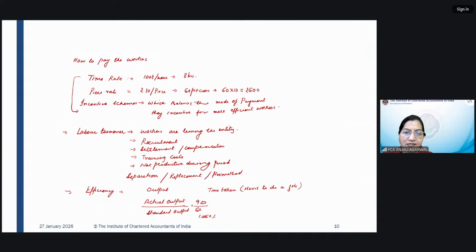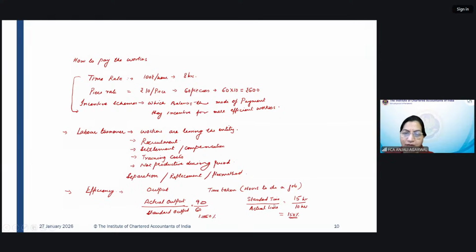However, efficiency is inversely related to time. The less time you take, the more efficient you are. So if standard time to do a job is higher and you end up taking less time, so technically maybe you should have taken 15 hours to do the job, but you have done it in only 10 hours, then also we say that you are 150% more productive or efficient.